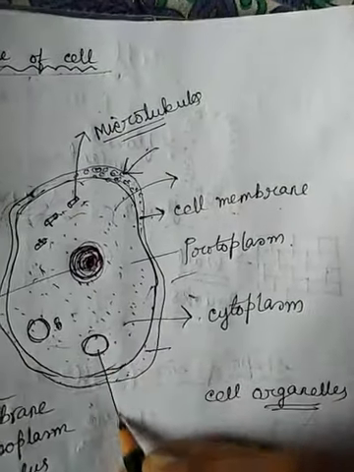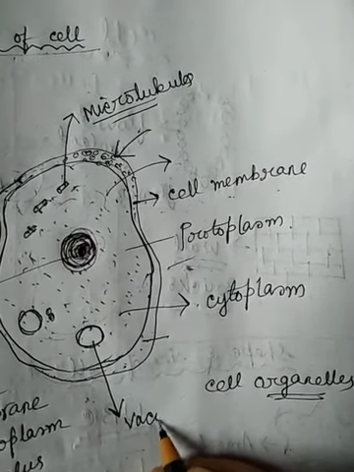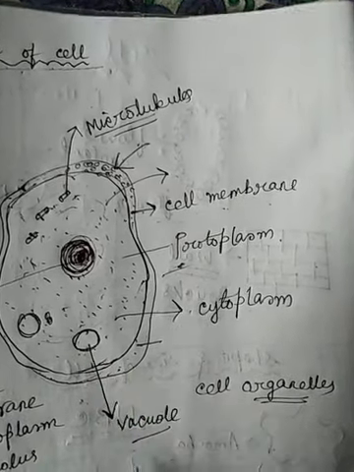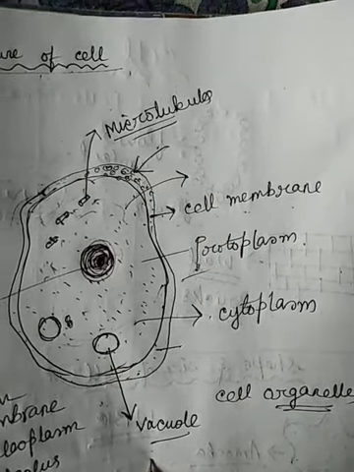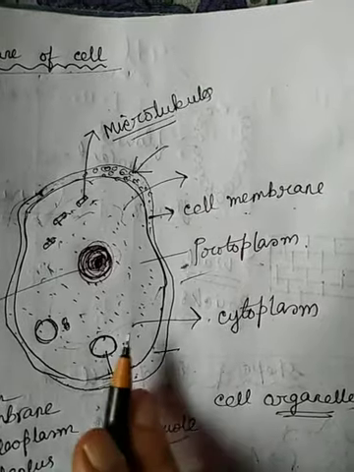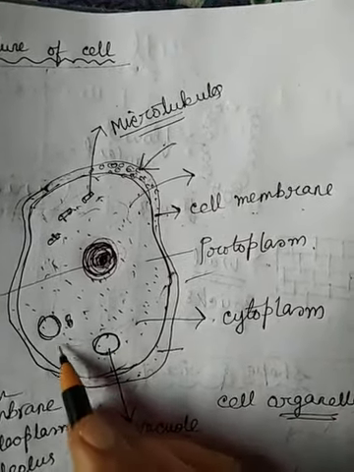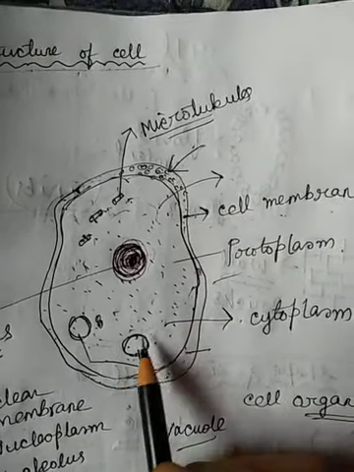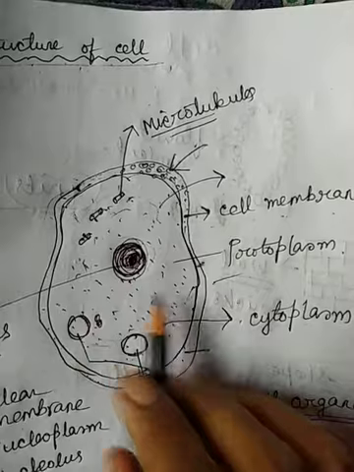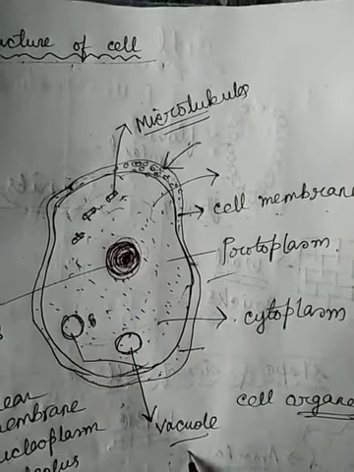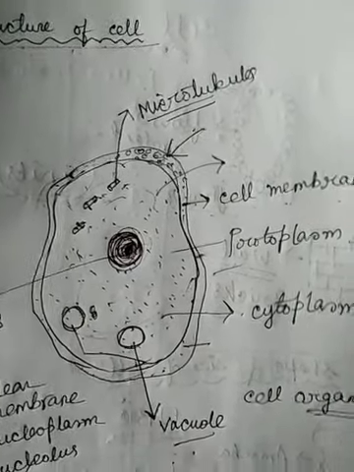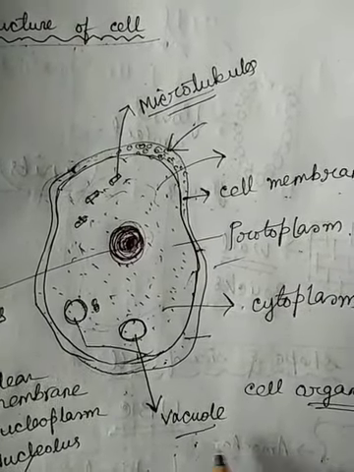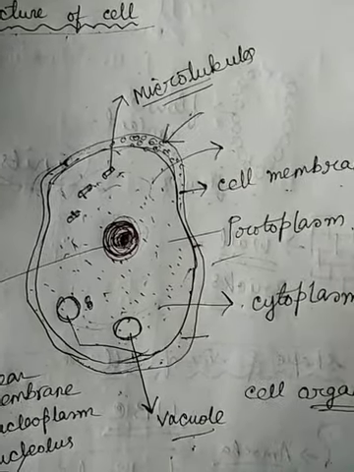Next is the food vacuole or vacuole. Some empty spaces are present which are called vacuoles. It may be a food vacuole which stores food, or a contractile vacuole which stores the excess water and then removes it from the cell. So these are the vacuoles, the sac-like empty spaces present within the cell.